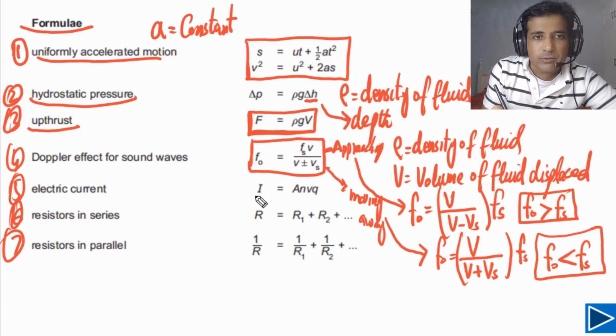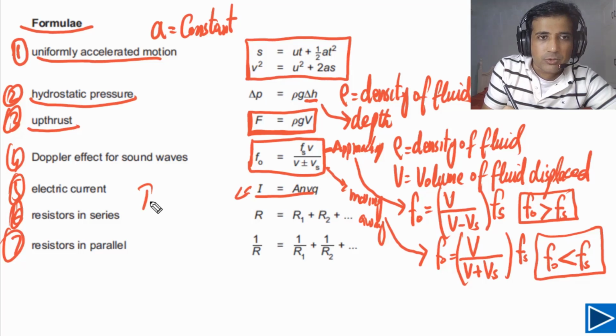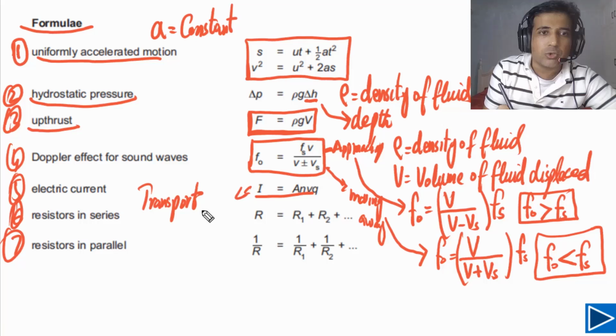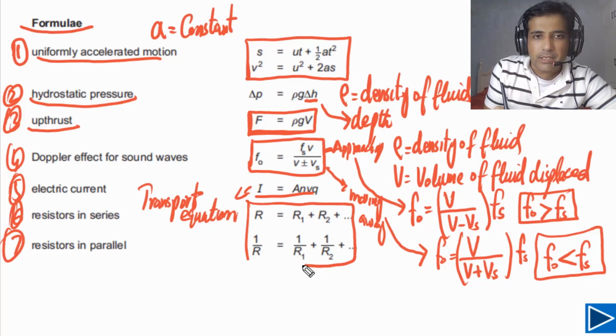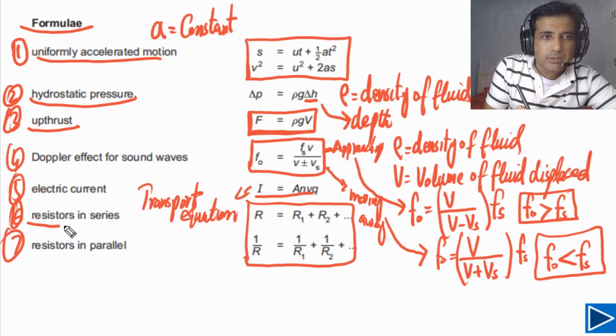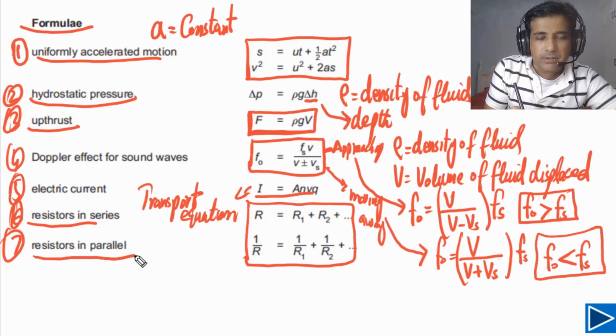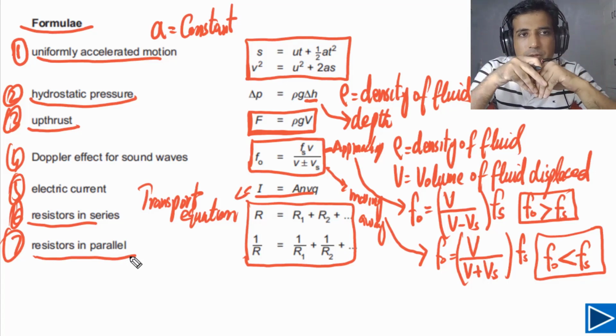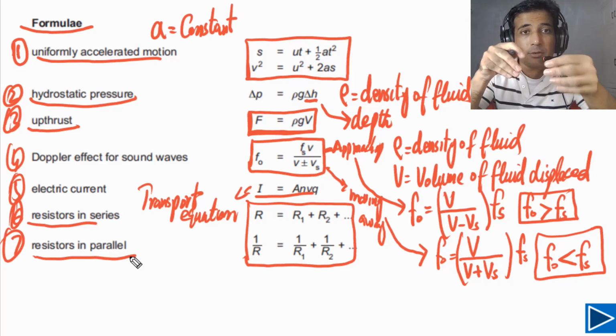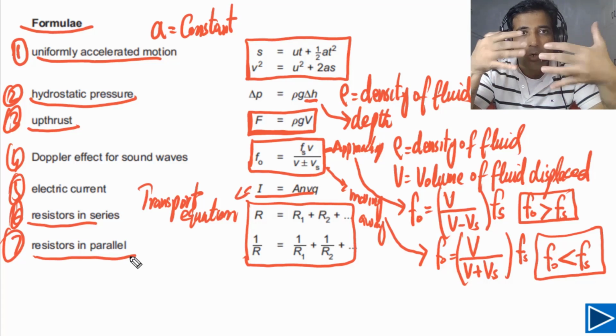If we go to the next one, this is called the transport equation. Very important one in the electricity topic. And these two formulae we can use for resistors: resistors in series and resistors in parallel. So it's very important that you have a clear understanding of these formulas. And the rest of the formulae, you need to be able to derive them, or remember them, and practice them so you know how to use them as well.